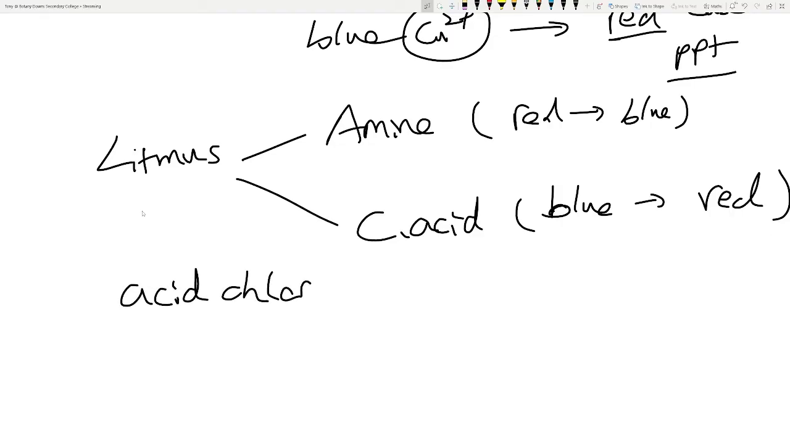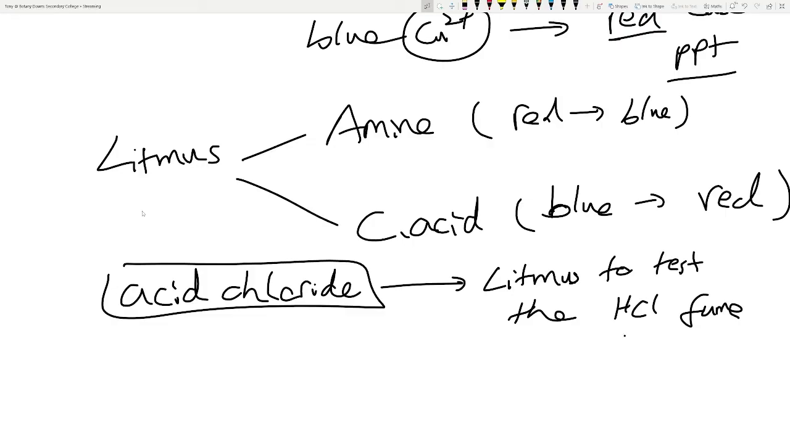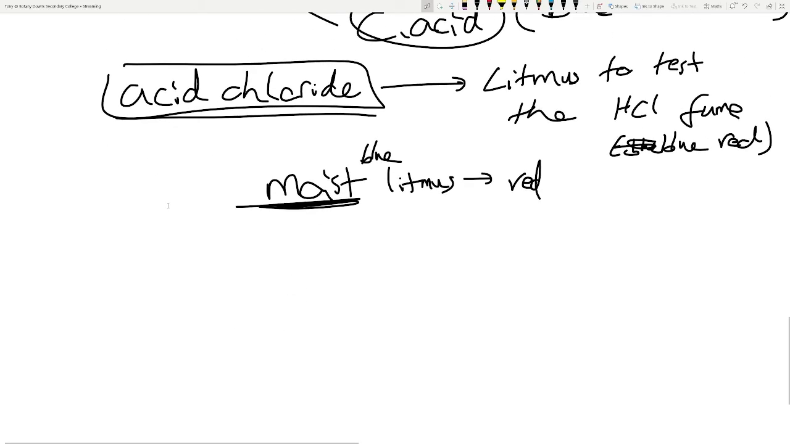Now, acid chloride, again, is unique. If you test the acid chloride itself with litmus paper, it doesn't do anything. But you use litmus paper to test the fume, the product of the reaction, the HCl fume, and that will go from blue to red. If you have dry litmus paper and put in acid chloride, nothing will happen. But if you use moist litmus paper, you get a reaction, because moist means there's some water on it, and the acid chloride will react with the moist blue litmus, and it will turn red. So litmus paper knocks out amine, carboxylic acid, and acid chloride.